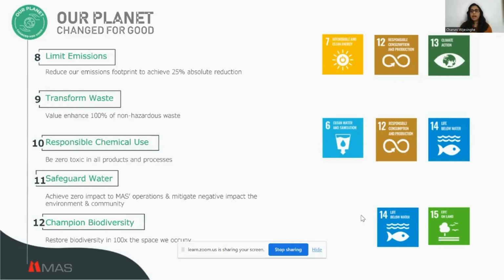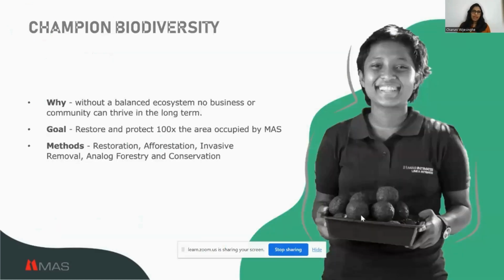Because of that, we understand that an imbalanced environment will also cause a huge impact on the industry. We have made commitments to restore and protect 100 times the area occupied by MAS by 2025. We have engaged different methods for that: restoration, afforestation, invasive species removal, and analog forestry and conservation practices. So far, as MAS, we have supported and taken actions for the restoration and conservation of around 9,000 acres of habitat. With this Champion Biodiversity pillar, we are supporting the UN SDGs of life on land and also life below water.